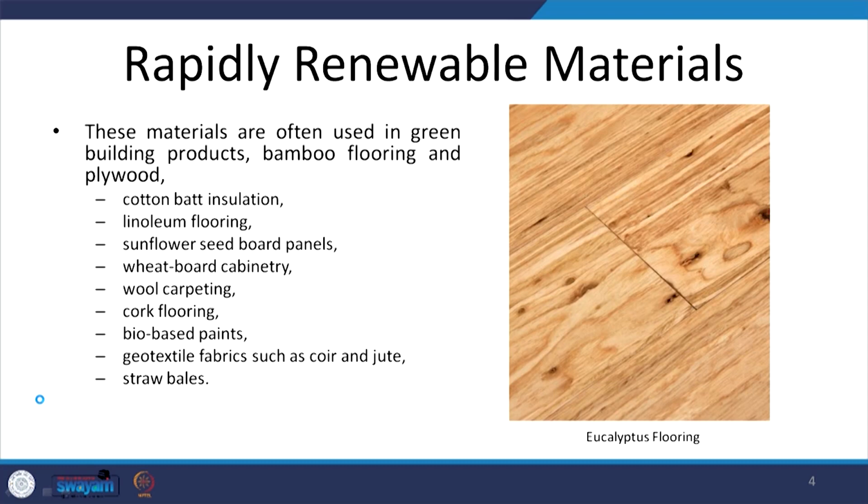The kind of materials that we are looking at here include cotton batt insulation, linoleum flooring, sunflower seed based panels, wheat board cabinetry, wool carpeting, cork flooring. Of course, bamboo and straw bales are commonly used rapidly renewable materials. All these materials can be grown in a very fast manner, and since they can be grown very fast, we require less land to grow them.